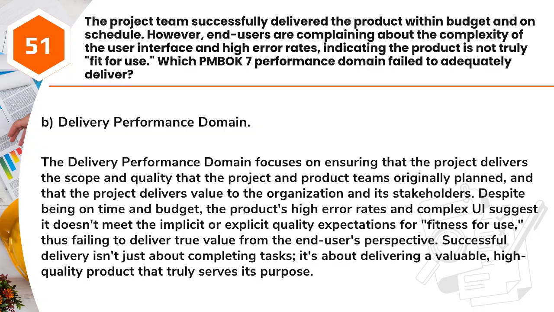Answer: B. Delivery performance domain. The delivery performance domain focuses on ensuring that the project delivers the scope and quality that the project and product teams originally planned, and that the project delivers value to the organization and its stakeholders. Despite being on time and budget, the product's high error rates and complex UI suggest it doesn't meet the implicit or explicit quality expectations for fitness for use, thus failing to deliver true value from the end user's perspective. Successful delivery isn't just about completing tasks, it's about delivering a valuable, high-quality product that truly serves its purpose.